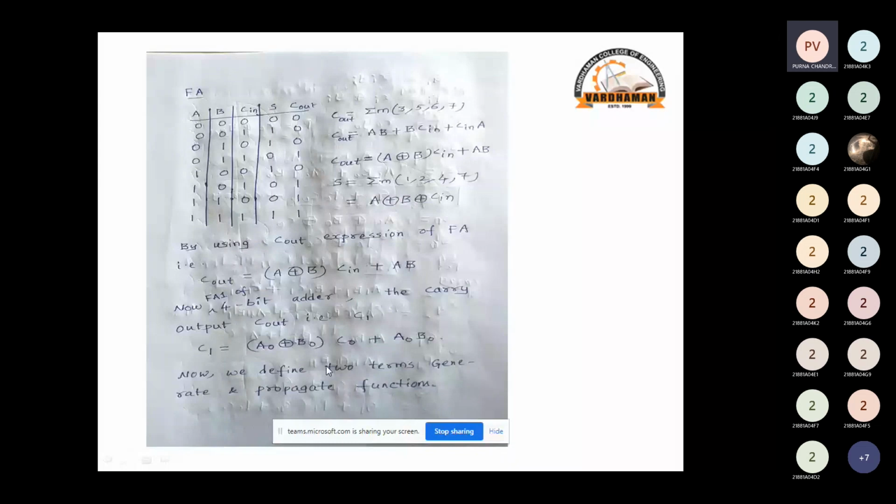Now we can define two terms, two functions. They are the generate term and the propagate term. We can also call them the generate function and the propagate function.